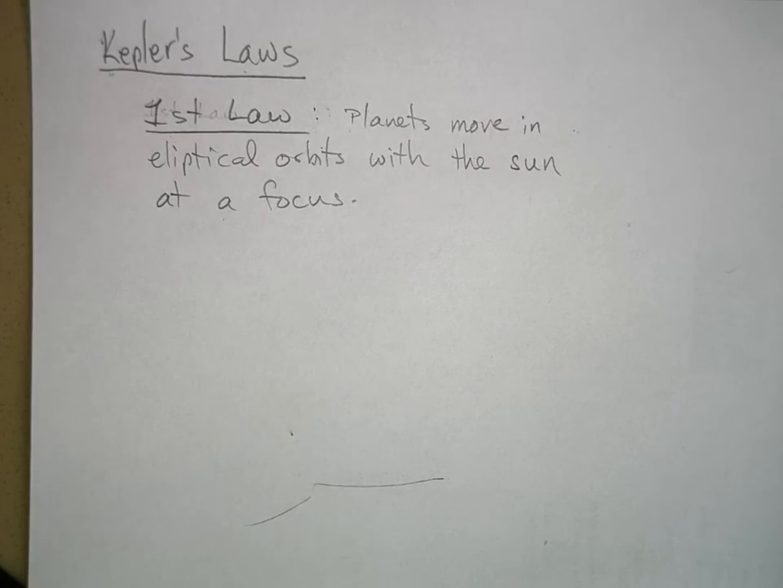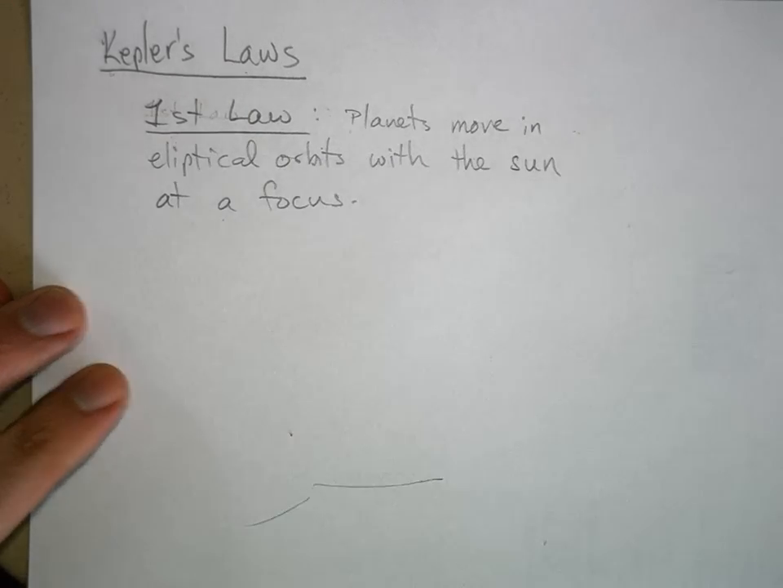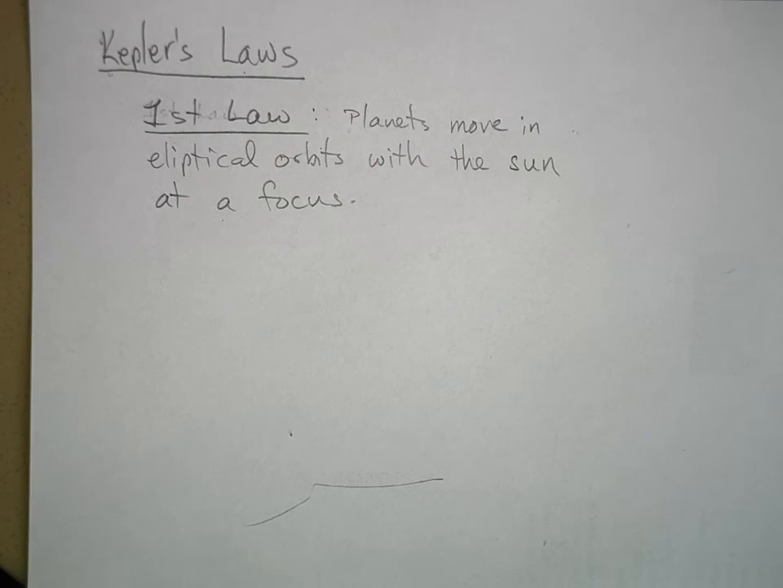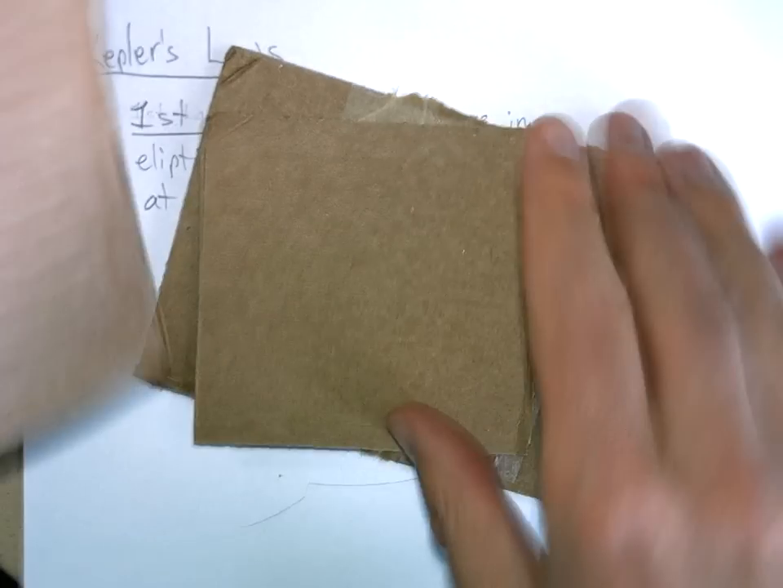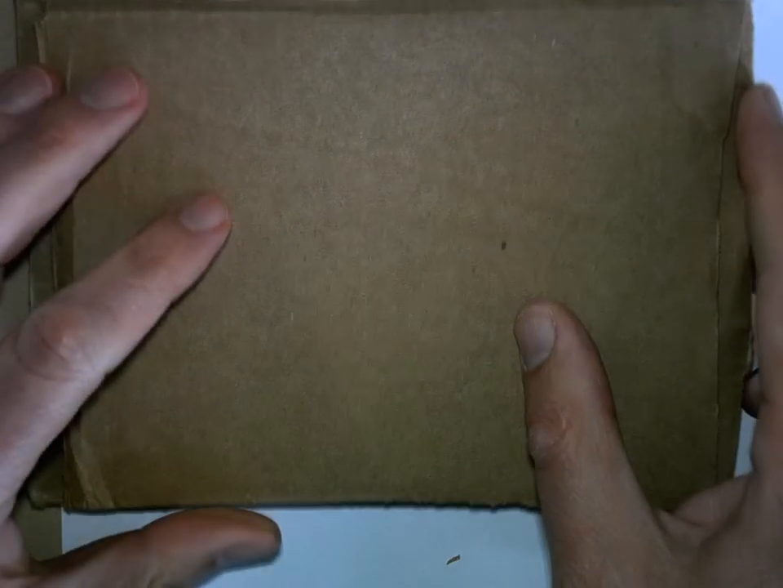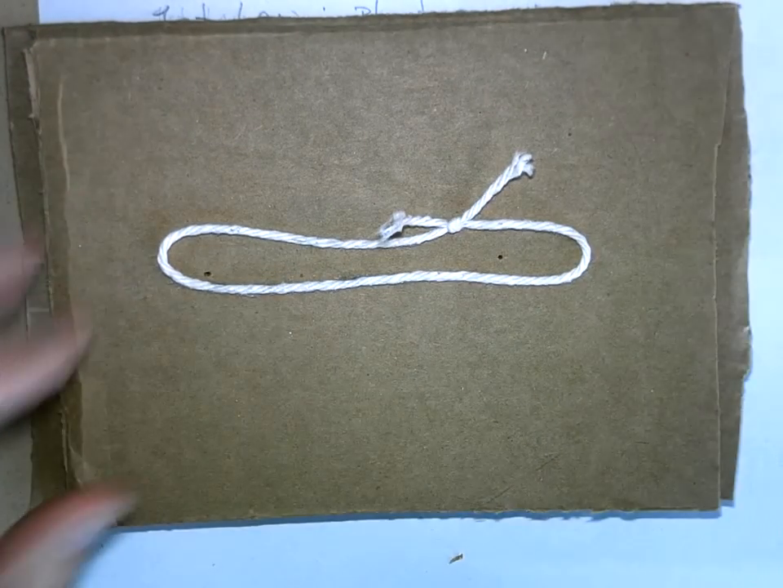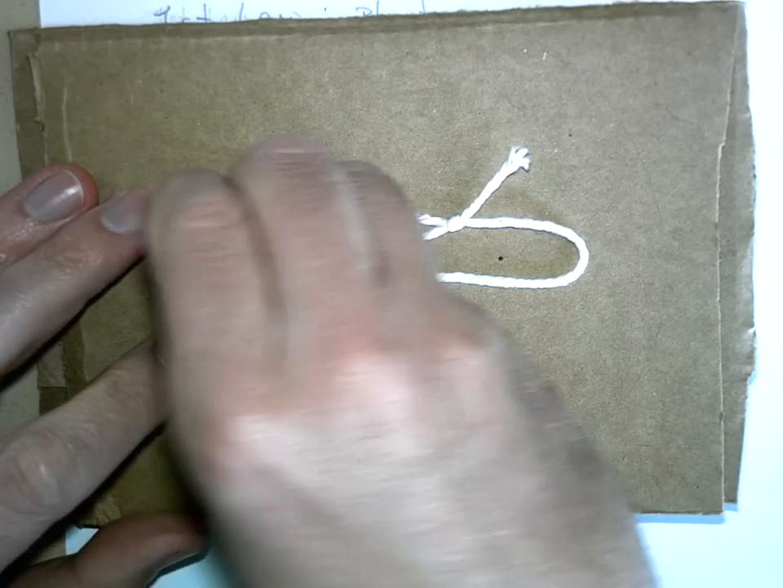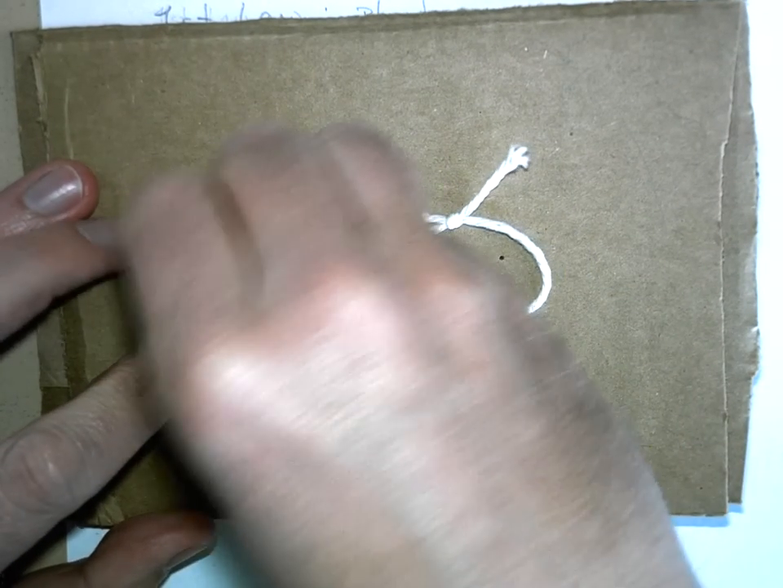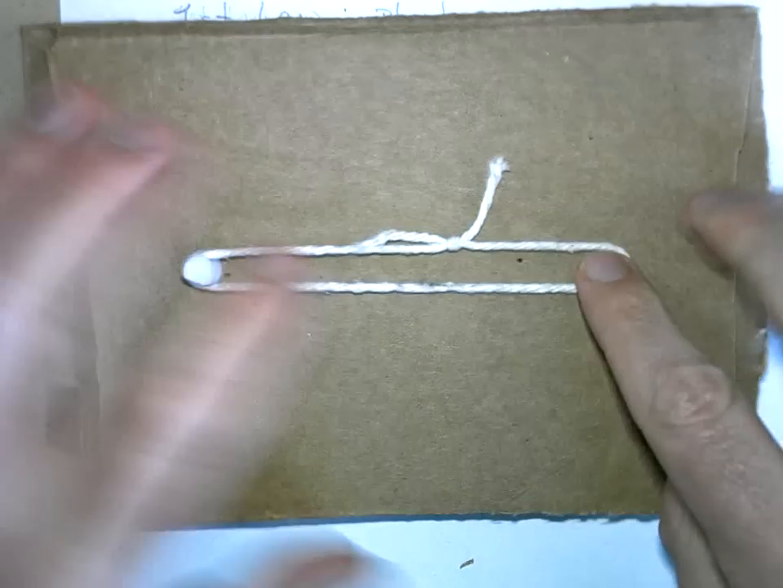So let's go over the first law here, which basically says the planets move in elliptical orbits with the sun at a focus. And let's show this here. I've got a piece of cardboard. If you're going to do this at home, make it several layers thick so you can actually get the push pins to go through it. And so here's a loop of yarn. Let's see, stick one in like that, all the way through, and take another one.